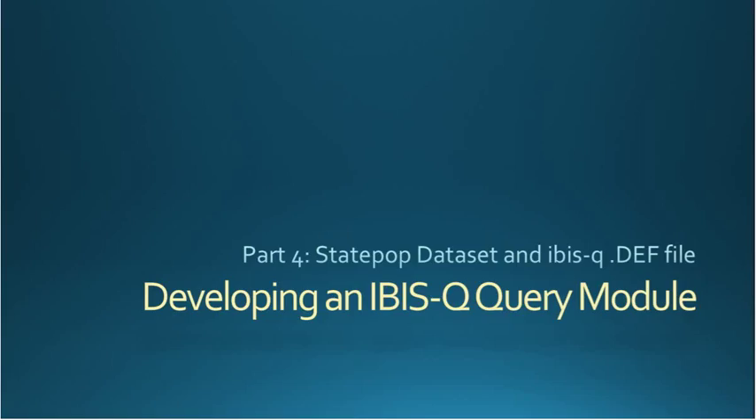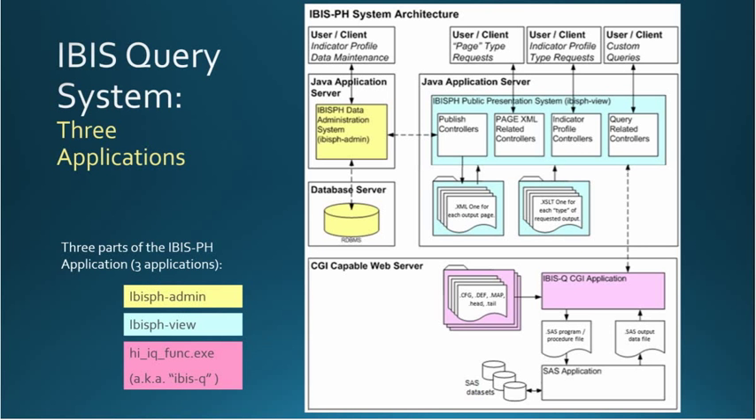This is part 4 of the training video series for developing an IBIS-Q query module. We're going to look at the ibisq.def file. You might also hear it referred to as a func file, which refers to older versions of IBIS-Q that use standard functions for counts and rates.